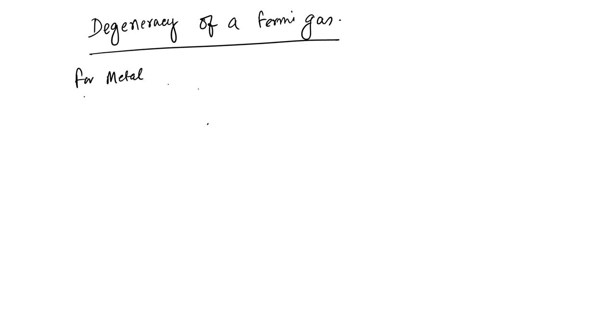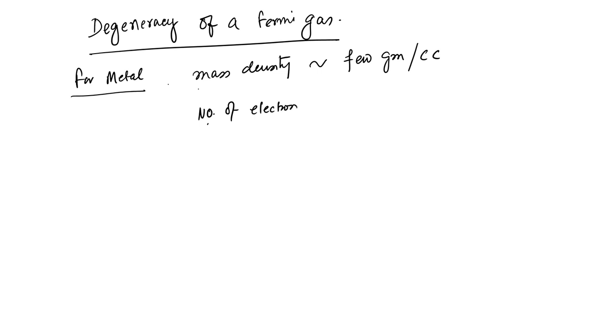typical mass density is of the order of a few grams per cc. You can convert that into kilograms per meter cube and so on. And so that tells you that with this kind of a mass density, the number of electrons per unit volume is of the order of 10 to the power 23 to 24. So let's write 10 to the power 24.